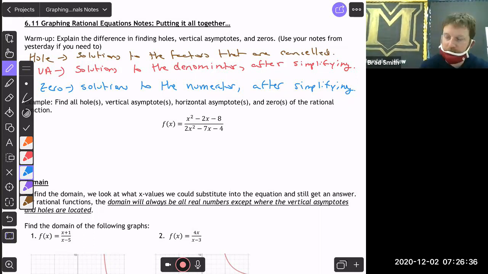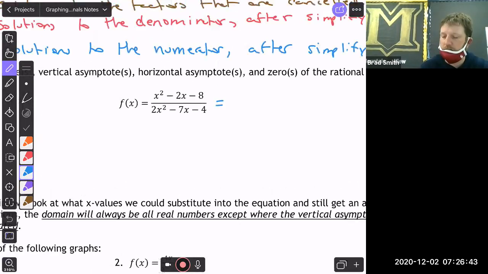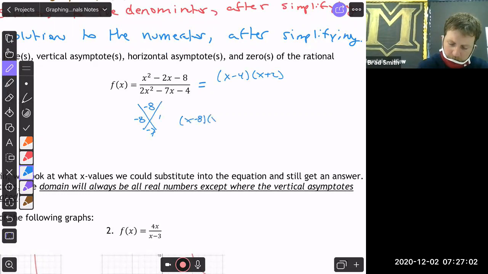So here, let's factor what I can. No, sorry, Casares. So what factors of 8 subtract to give me 2? It's x minus 4 and x plus 2. Now here, this one's a little bit different. What factors of negative 8 give me negative 7? So negative 8 and 1. But remember, I have to divide that by 2. So I get an x minus 4 and a 2x plus 1.